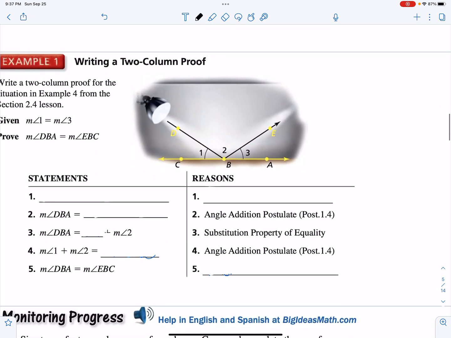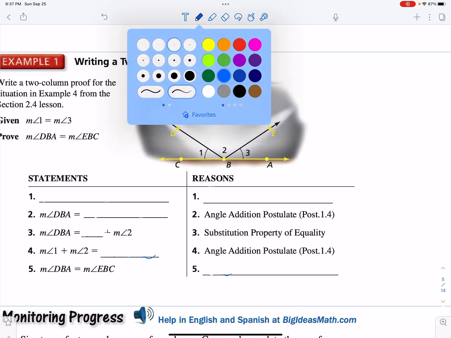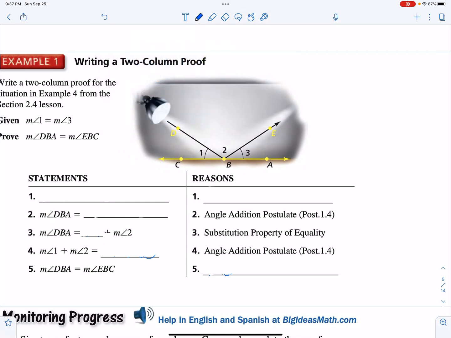Similar to what we saw, and we actually worked this one out at the end of section 4, there are going to be some problems where we first have to take something that's given, like you can see here in this lesson, and then prove something at the end. It says here that we are given that the measure of angle 1 is congruent to the measure of angle 3. Now, when you do a two-column proof, just like when we did algebraic proofs, you're always going to start with your given statement on the left.